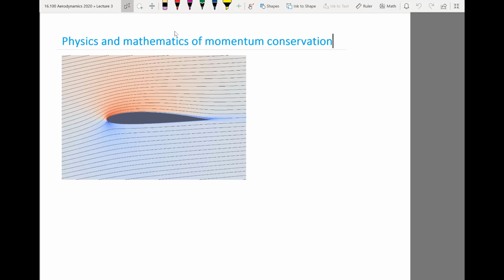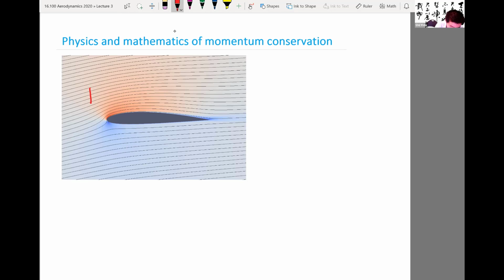We did a derivation last lecture based on Newton's second law, but this time we're going to do it purely from a momentum conservation point of view. And we are going to see why the pressure force is actually equal to the negative of the gradient of the pressure.